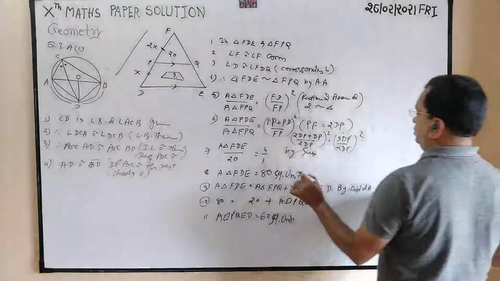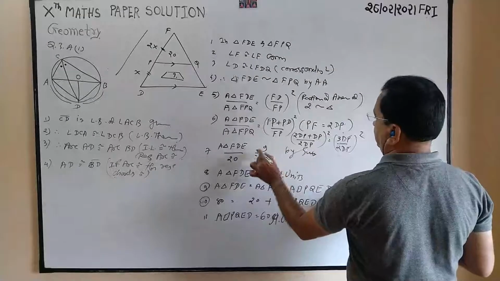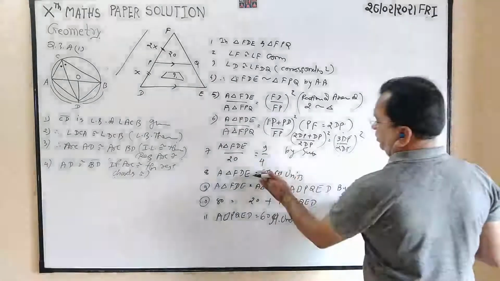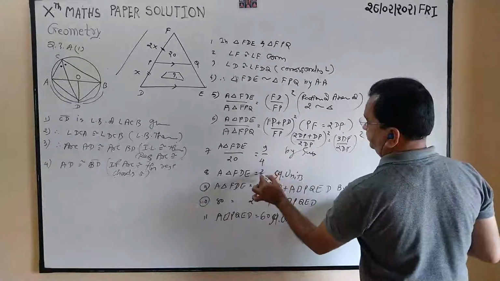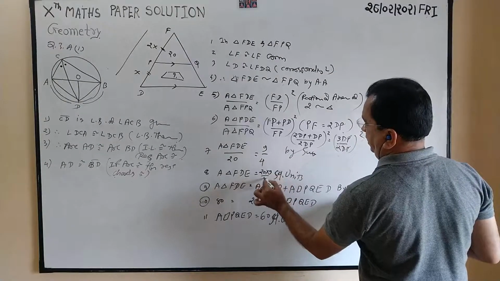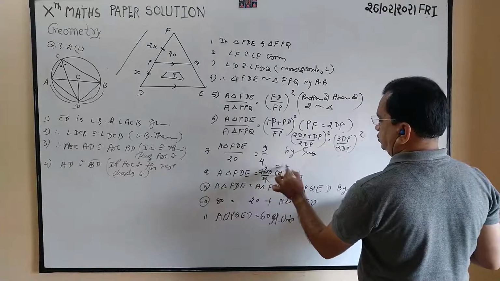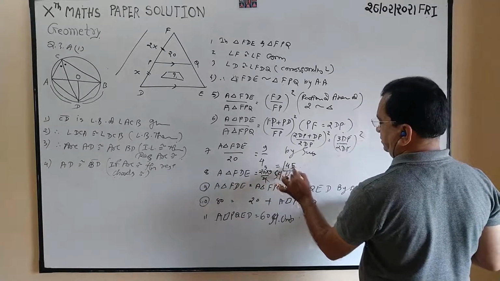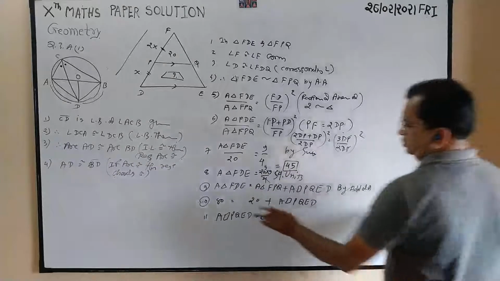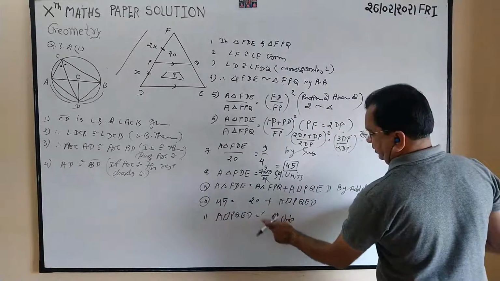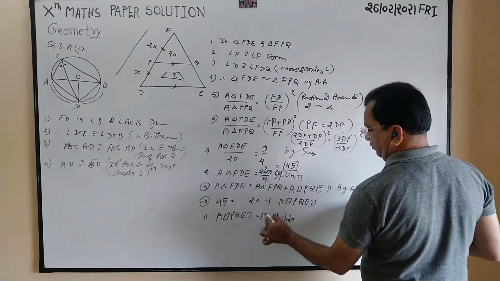This will cut. So this is 3, 3 is a 9, 2, 2 is a 4. So cross product, 20 into 9 divided by 4. So it is 45. So this is 45. Sorry. So it is 15.